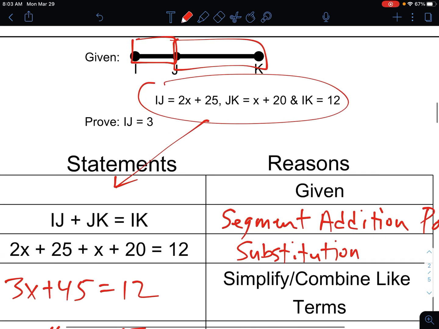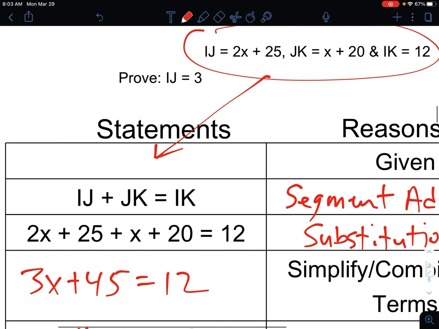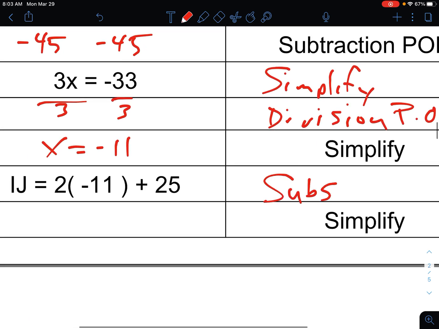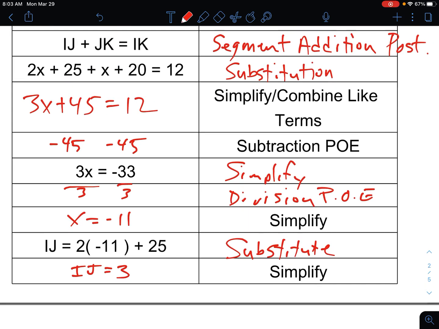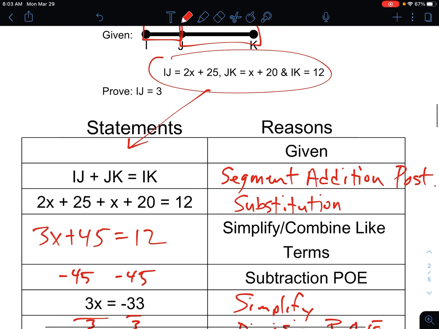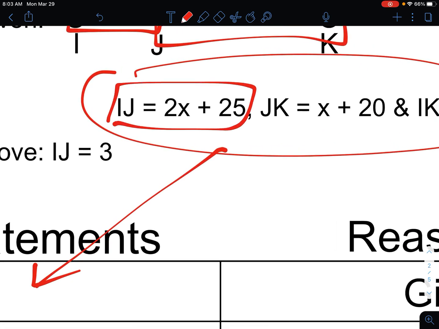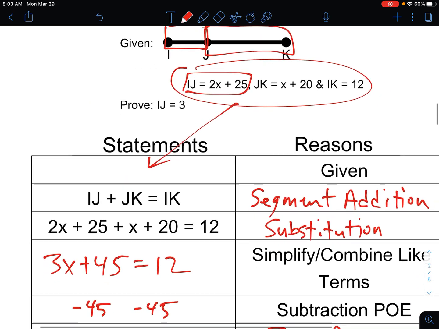So now we have to figure out, it says up on the top, prove IJ is equal to 3. Okay, so now we're going to take and substitute that in. And then when you do your math, negative 22 plus 25, and you simplify that down, you get that equal to 3. I was just making sure IJ was at the beginning part. So then when we substitute it back in, if it wasn't involved in this given piece, then we would have to state that at some point.